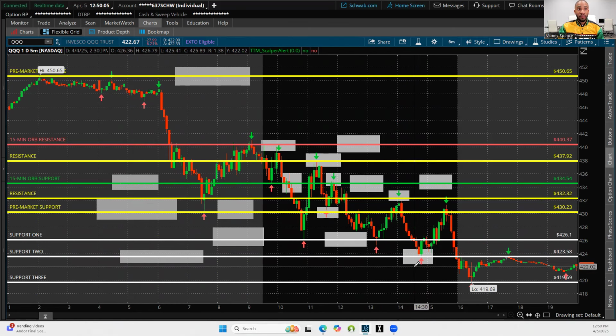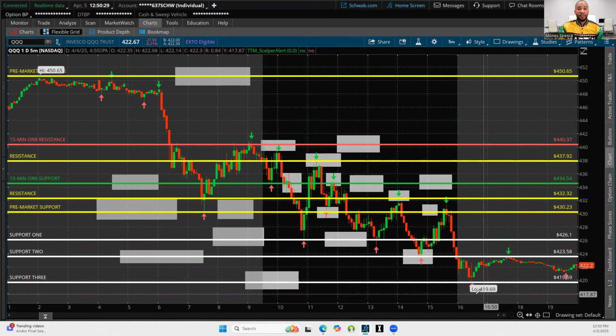Once we bounce, keep a close eye on support level number one, because it may turn into resistance, or the pre-market support that may turn into resistance. And next thing you know, we turned into resistance close near the pre-market support. And then we started to come back down and we had support level number three in the post-market at $419.69. So this is how you set up support and resistance levels in real time.